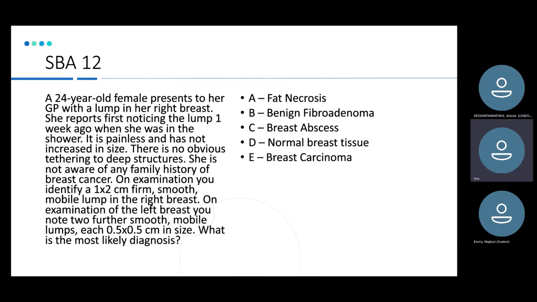So this is a benign fibroadenoma. Key features: young person with no family history, smooth, firm, relatively small lump, and there are multiple affecting both breasts.